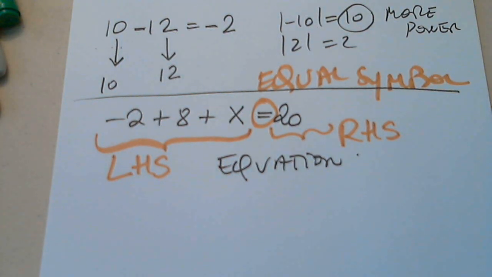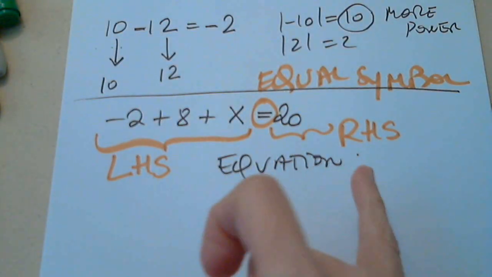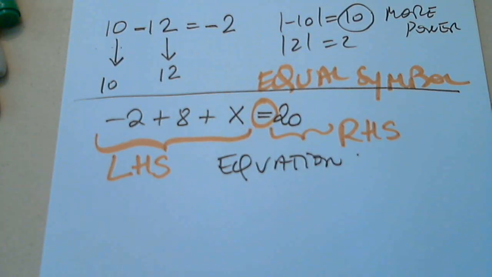An equation cannot have two equal symbols, cannot have more than one left-hand side, one right-hand side, and an equal symbol. This is it.